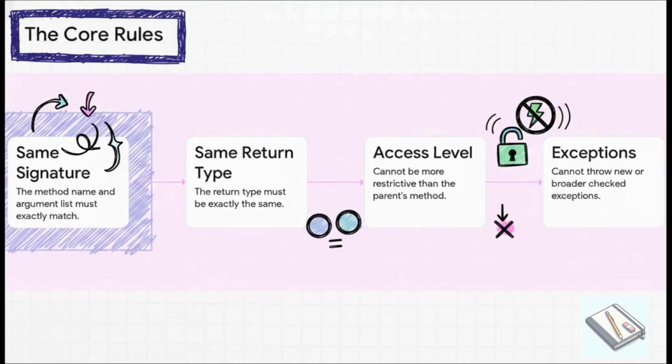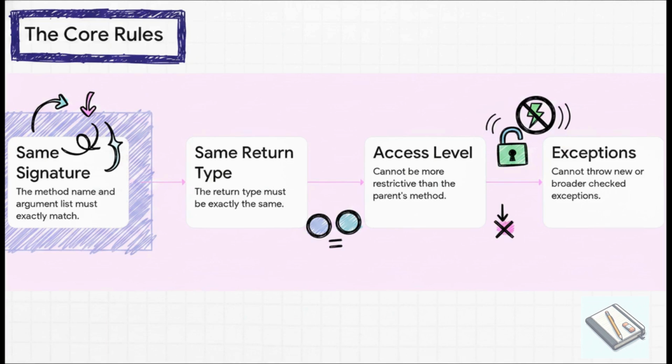Let's walk through them. First, the signature, that's the method name and the parameters, has to be a perfect match. Second, the return type has to be the same. Third, you can't make the access level more restrictive. So if the parent's method is public, you can't override it and make it private. And finally, you can't just start throwing new types of checked exceptions.